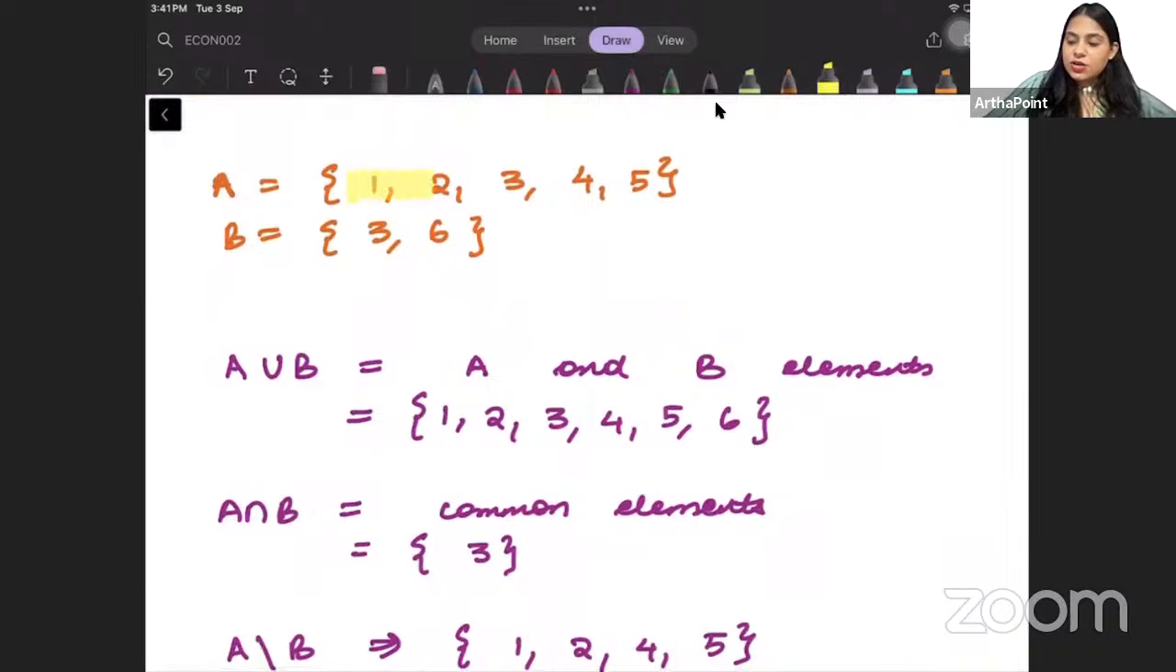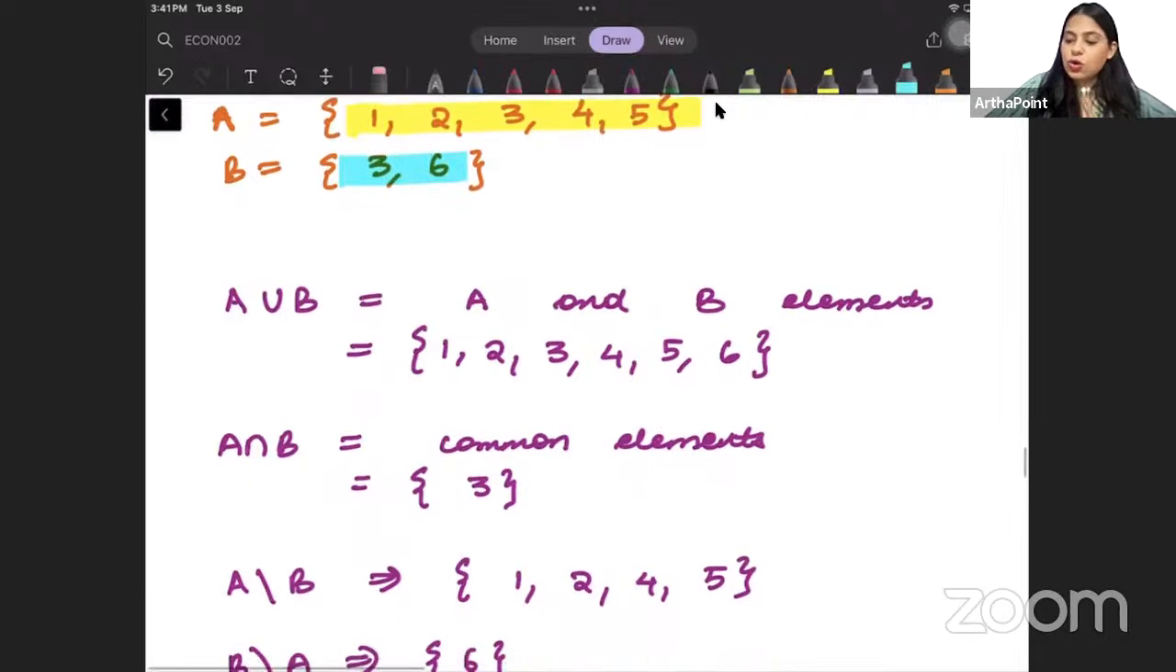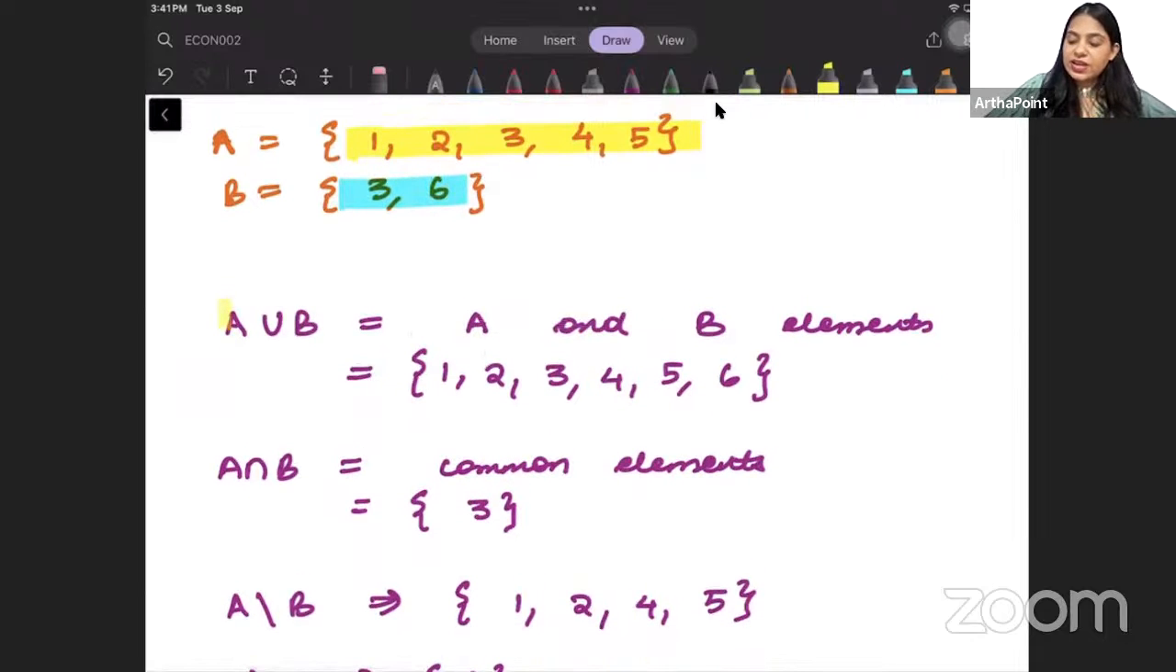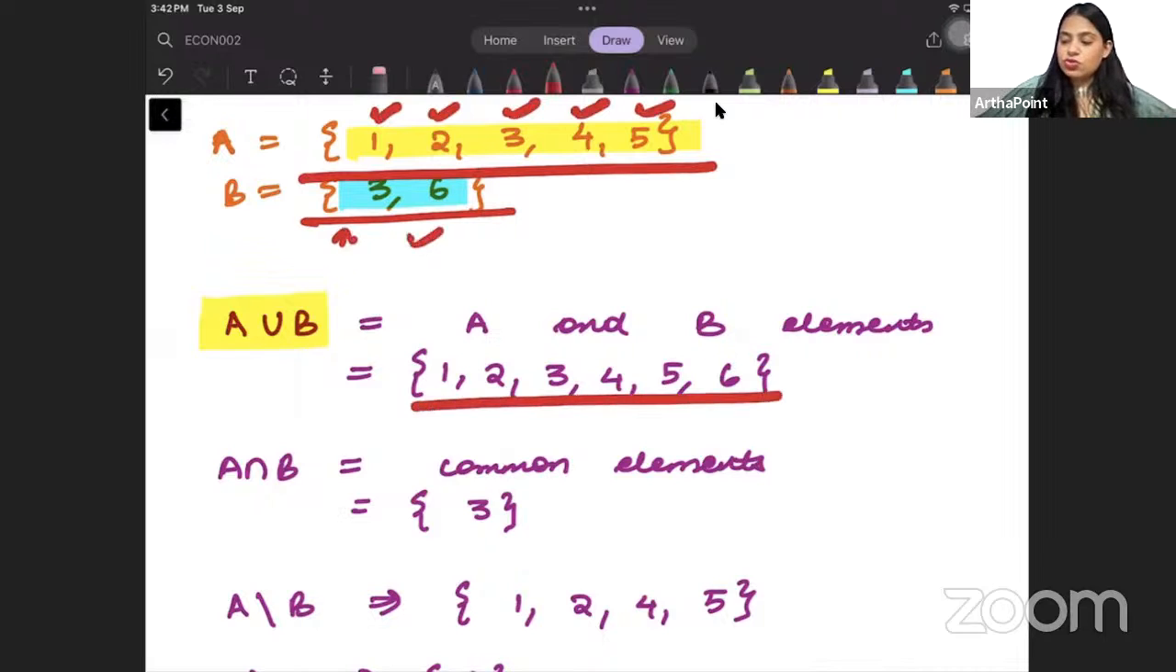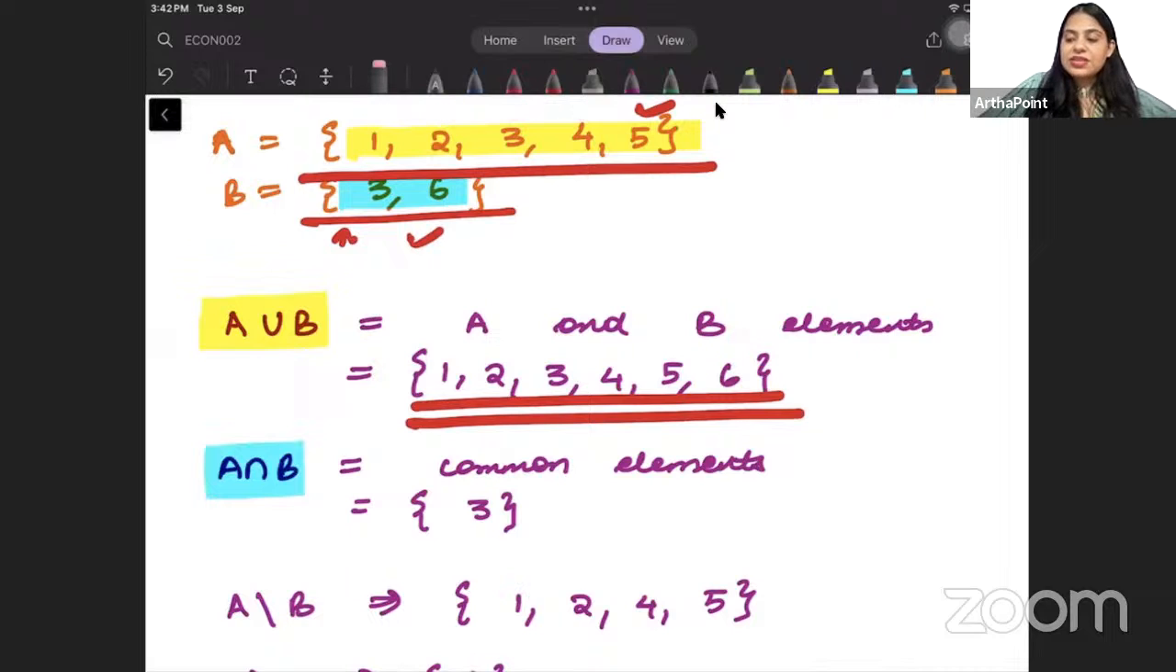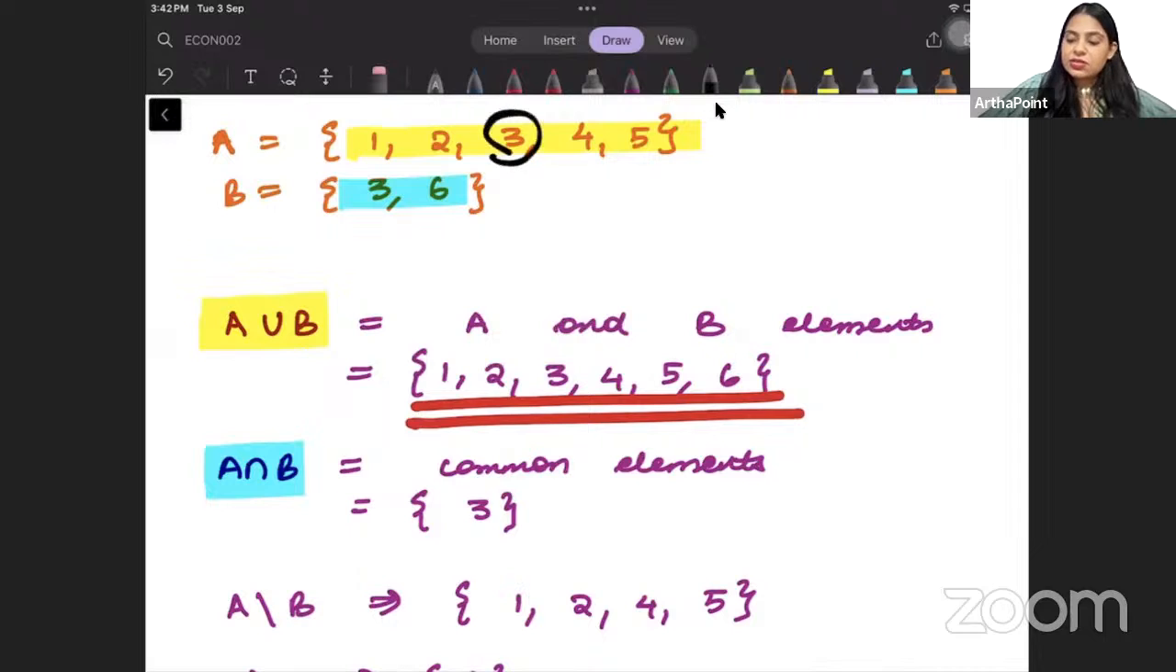So this is A, 1, 2, 3, 4, 5. This is B, 3, 6. तो हम निकालने हैं बच्चे, we need to find A union B. So all elements of A, all elements of B. So 1, 2, 3, 4, 5. 3 is already included. So 6. So it will be 1, 2, 3, 4, 5 and 6. Next देखो, A intersection B. माने the elements that are common between A and B. तो कौन सा common दिख रहा है हमें? 3. So it will be 3.